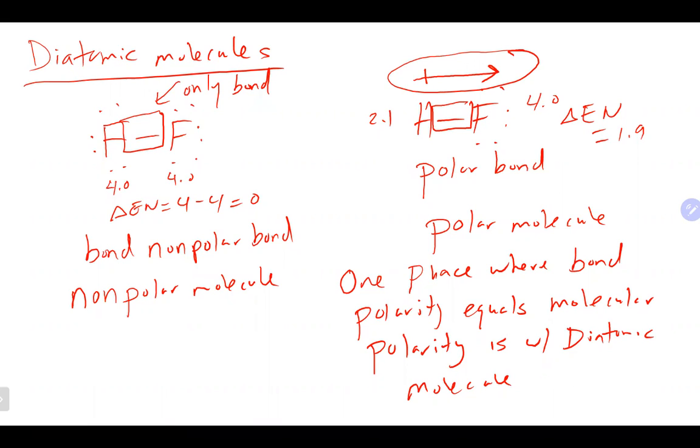There's no real positive or negative charge, as opposed to what we see in HF, with the fluorine side more negative and the hydrogen side more positive. Any questions on diatomic molecules? Again, that's really the only place where bond polarity and molecular polarity are going to be identical to each other. Now, it does get a little more difficult when we're not dealing with diatomic molecules. When we're dealing with three or more atoms, you basically have to look at two things. First off, are there polar bonds?